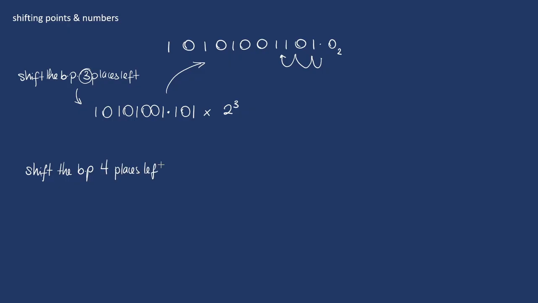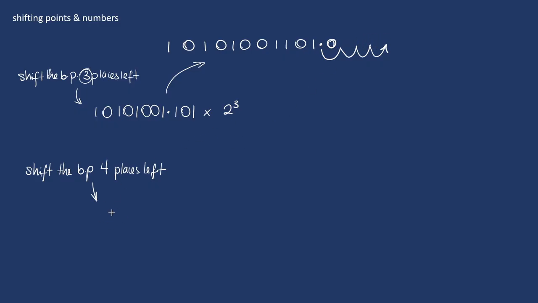So 4 places left. Let's see if we can do that. Remember we had, okay, so let's erase this and keep this out of the way. So remember we had 10101, 001101, and our binary point is somewhere over here, 0.0. If we were to shift these 4 places to the left, count with me. This is 1 movement, then 2, then 3, then 4. So our binary point is meant to end up here with 4 zeros separating the last one.